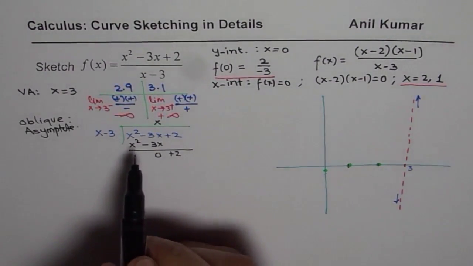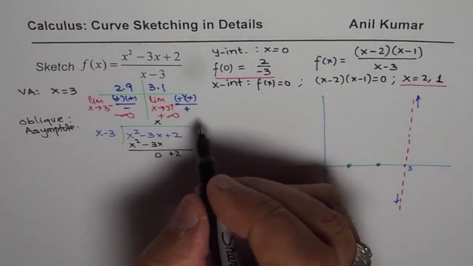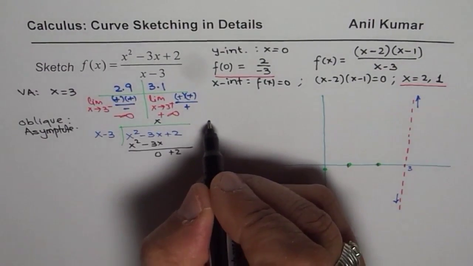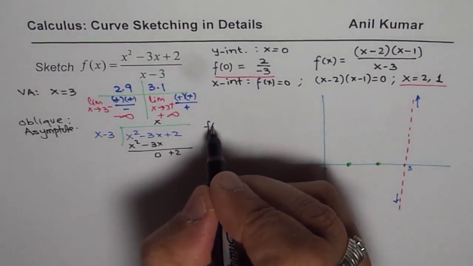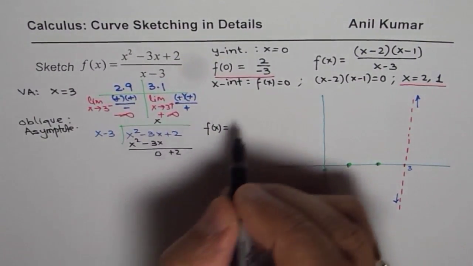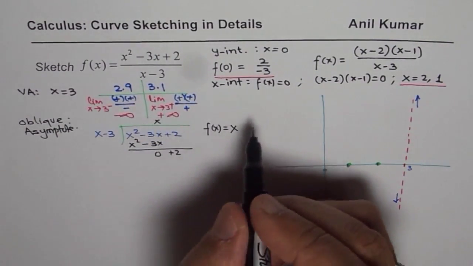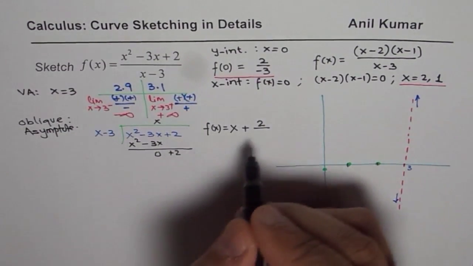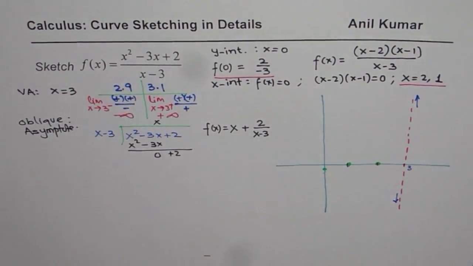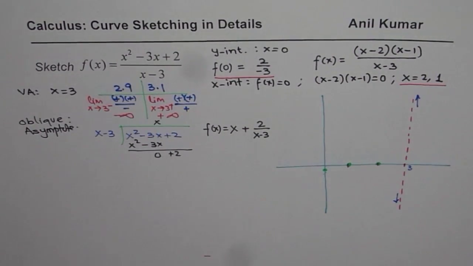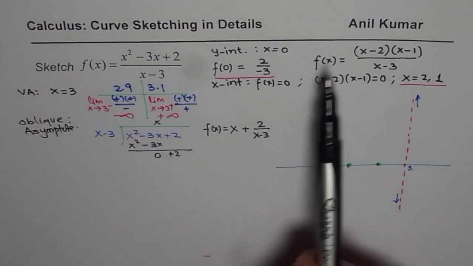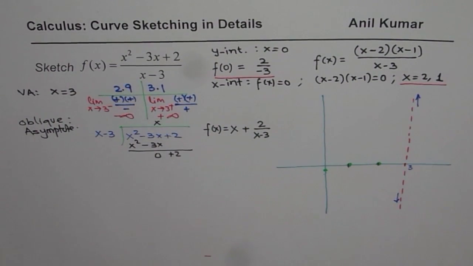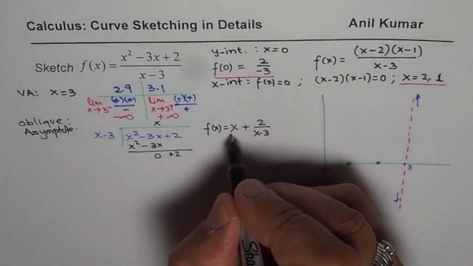And therefore we can actually write this function in the form of the oblique asymptote. Using this, we can write this function as f of x equals x, as my oblique asymptote, plus the remainder 2 divided by x minus 3. So that is how we can write this function. This is another way of writing it. So we have written this in factored form and also like this. That clearly indicates that we do have an oblique asymptote whose equation is y equals x.